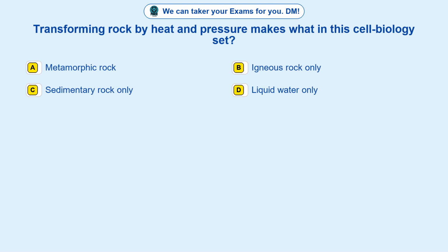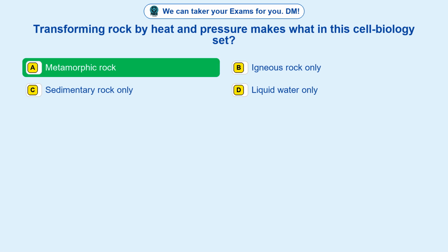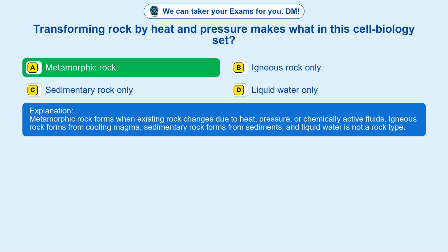Question 86. Transforming rock by heat and pressure makes what in this cell biology set? Option A, metamorphic rock. Option B, igneous rock only. Option C, sedimentary rock only. Option D, liquid water only. The correct answer is option A. Metamorphic rock. Metamorphic rock forms when existing rock changes due to heat, pressure, or chemically active fluids. Igneous rock forms from cooling magma, sedimentary rock forms from sediments, and liquid water is not a rock type.